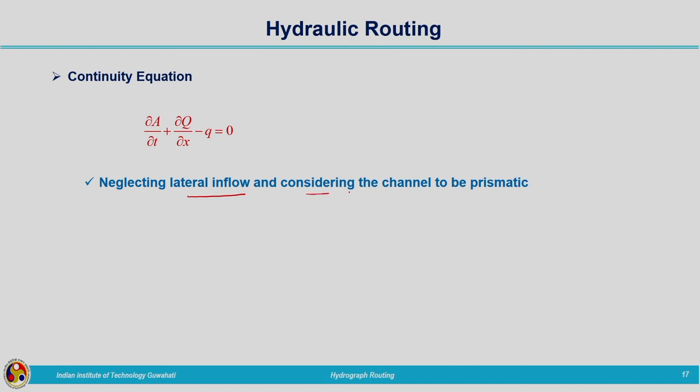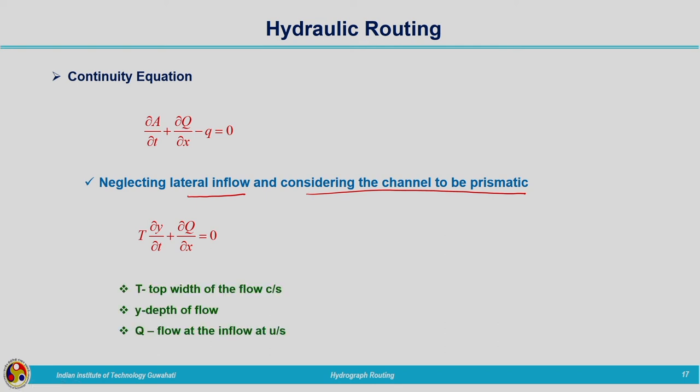Neglecting the lateral inflow and considering the channel to be prismatic. The form with capital A can be applied for any non-prismatic channel. Here we are going to make it simple by considering a prismatic rectangular channel. In that case, the expression changes to T ∂y/∂t plus ∂Q/∂x equal to 0. T is the top width of the flow cross section, y is the depth of flow, and Q is the inflow at upstream. The value corresponding to small q is taken as 0, as we have neglected the lateral inflow. Capital A can be written as T, the top width, multiplied by depth y. We are considering the rectangular cross section that is substituted over here, and then we got this equation. This is our continuity equation for a prismatic channel.